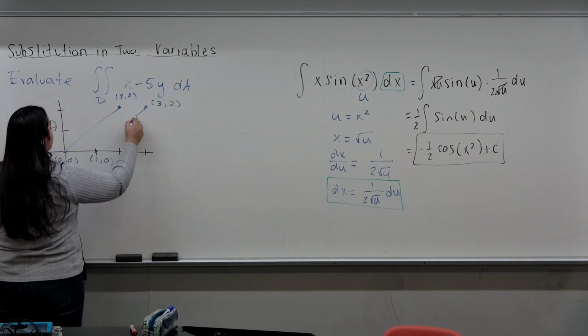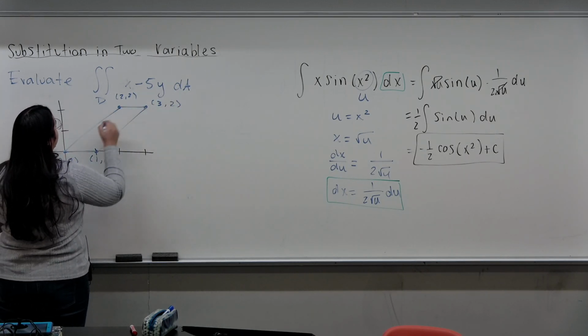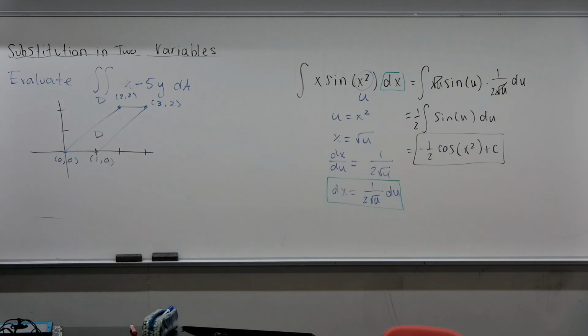So this is the region D. It's this parallelogram, right? So thus far, at this point, students have learned how to find the double integral over a rectangular region. But what if that rectangular region is askew, like this parallelogram here? Well, it's not quite clear how to actually integrate over this particular region.